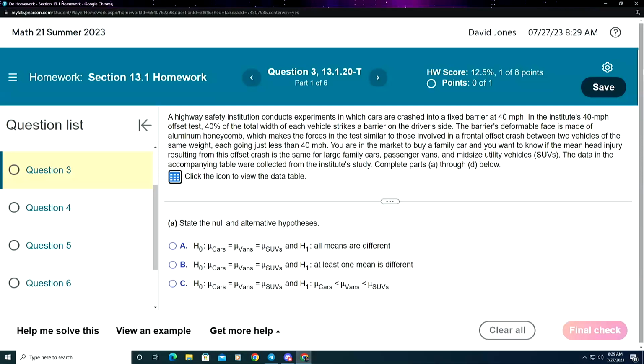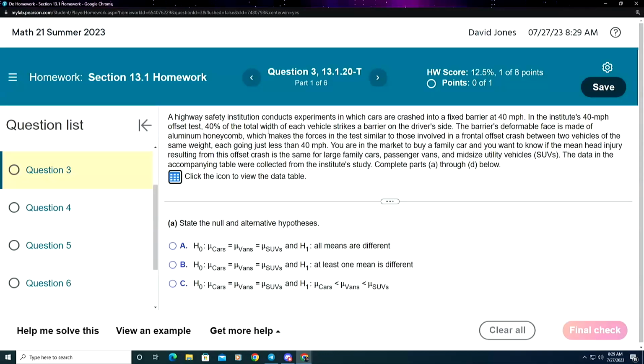In the Institute's 40 mile per hour offset test, 40% of the total width of each vehicle strikes a barrier on the driver's side. So like here's the barrier, here's the car, and here's our driver. Like 40% of the car, just off of half, hits the barrier. Literally the driver's driving into the barrier, the passenger side's missing. This is like, how quickly is the driver gonna live? Because the passenger seat often is empty. A lot of people drive alone, so they really only care about the driver.